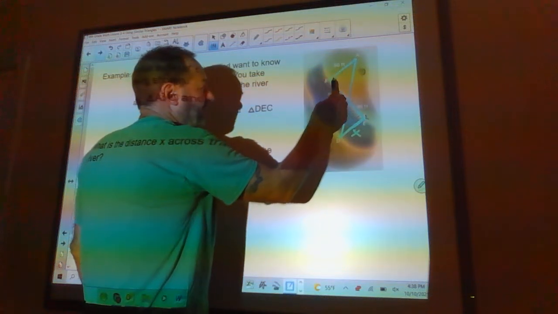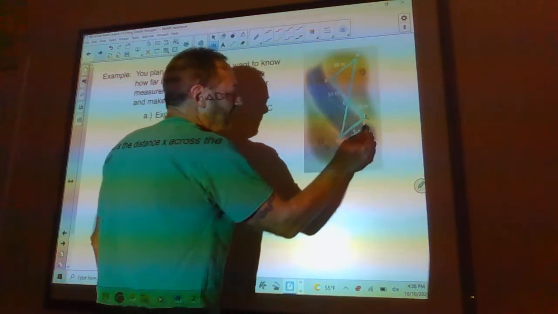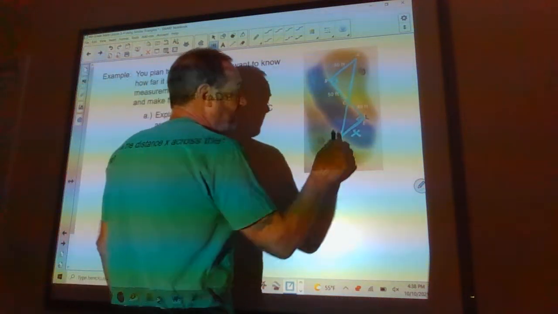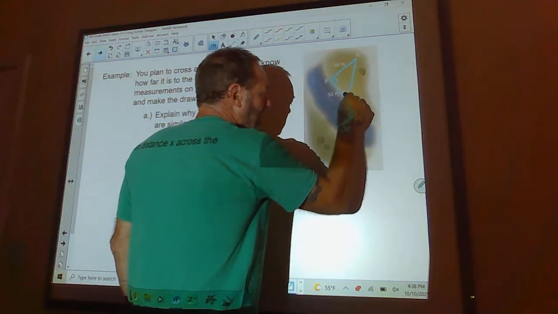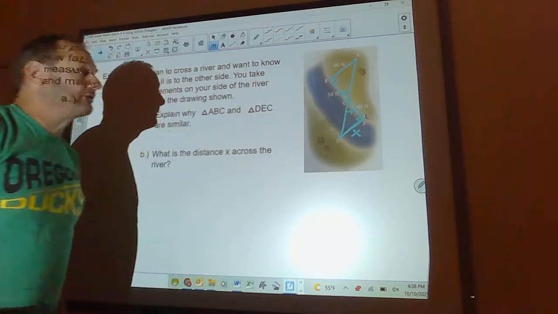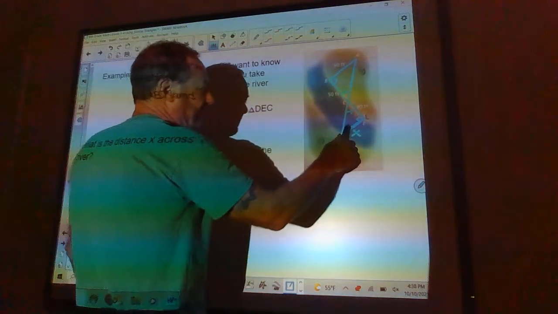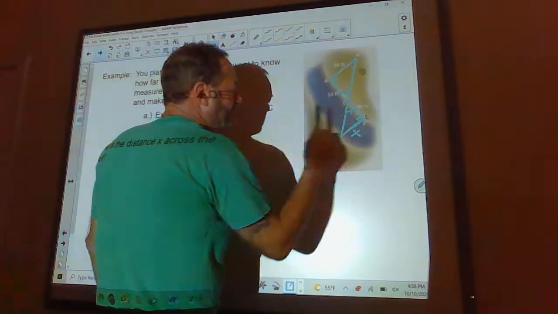I know this is a 90-degree angle right here, and this is a 90-degree angle right here because I measure them to be 90 degrees. Now, I know that this angle has to be equal to this angle because those are vertical angles, and vertical angles are always equal. Okay, which means that these angles have to be equal, which means that the two triangles are similar.